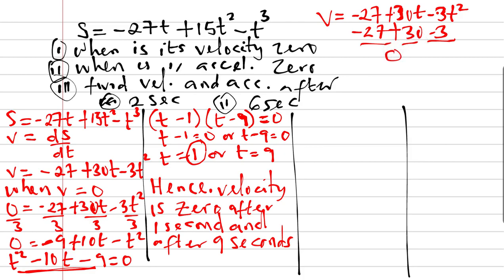Can you see that now? And if you put 9 seconds, if you put 9, you will also get 0. This will be minus 27 plus 30 times 9, minus 3 times 9 squared. 9 squared will give us what? 81. Are you seeing that now? 9 squared will give us what? 81. This will now give us minus 27 plus 30 times 9. What will you get? 30 in 9 places. What is it going to give us?